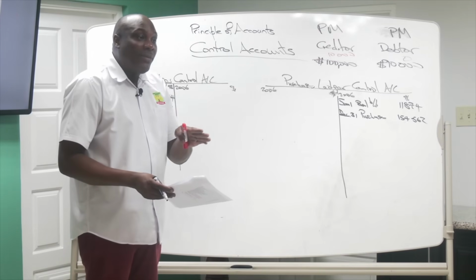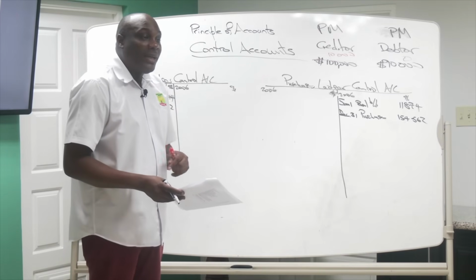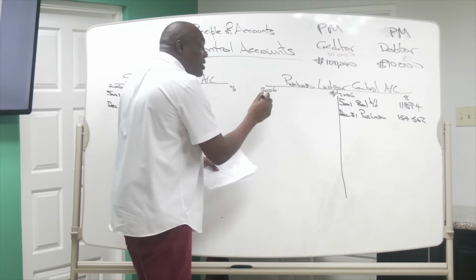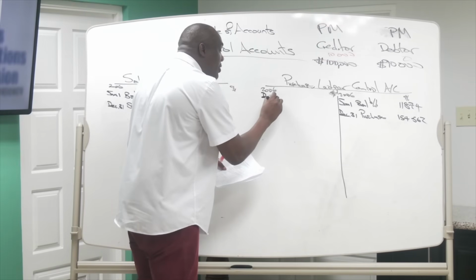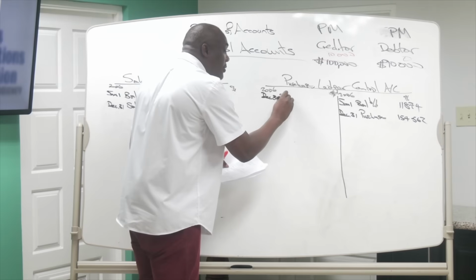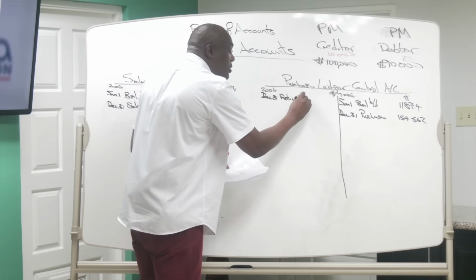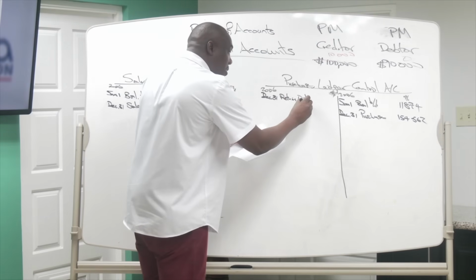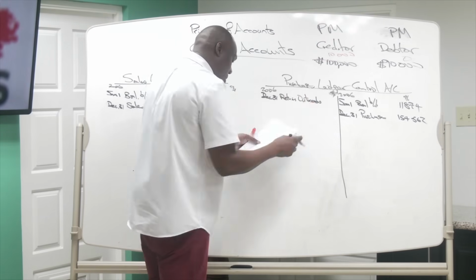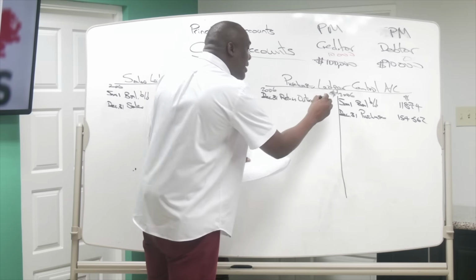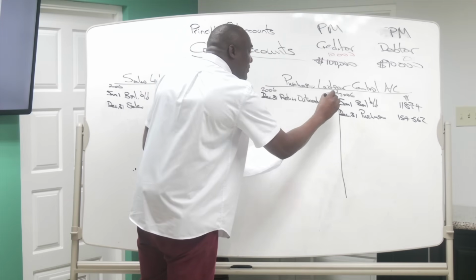Return outwards carry a credit balance, so therefore the corresponding entry must be a debit in the purchases ledger control account. December 31st, return outwards would have been 2,648.